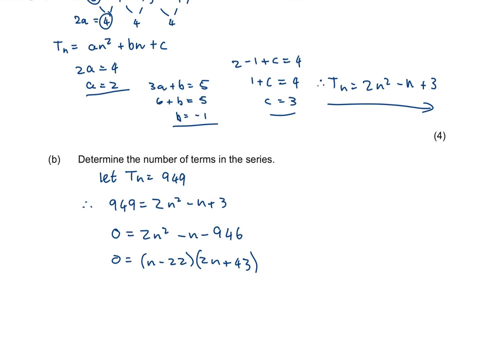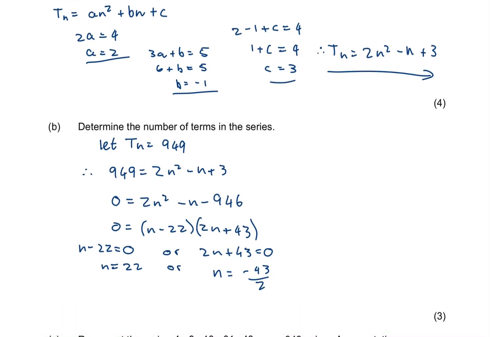Okay, so this implies then that our solutions are n minus 22 equal to 0, or 2n plus 43 equal to 0, which then implies that n must be equal to 22, or n must be equal to negative 43 over 2. And since n must be a positive whole number, it clearly doesn't make sense for n to be equal to negative 43 over 2, and we can conclude that n must be equal to 22. So we can therefore say that there are 22 terms.